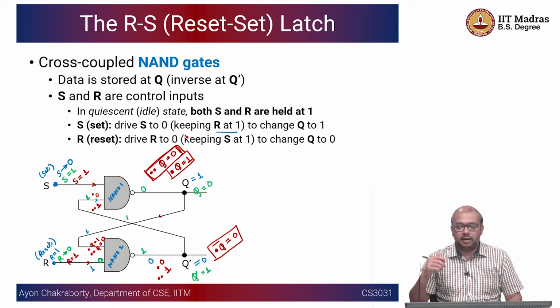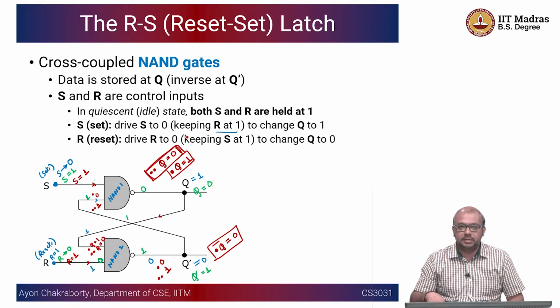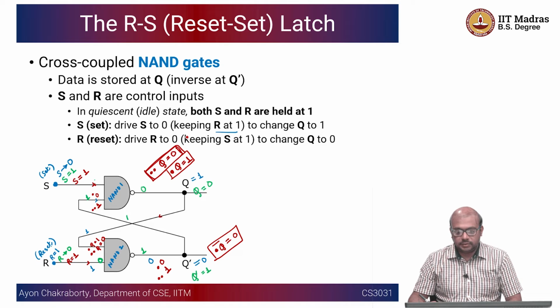If you want to do S equal to 0, that puts Q to 1. If you want to do R to 0, it puts Q to 0. Mind that the other input has to be set to 1. Okay. If both of them are 1, this is memory. Okay. This should be clear.